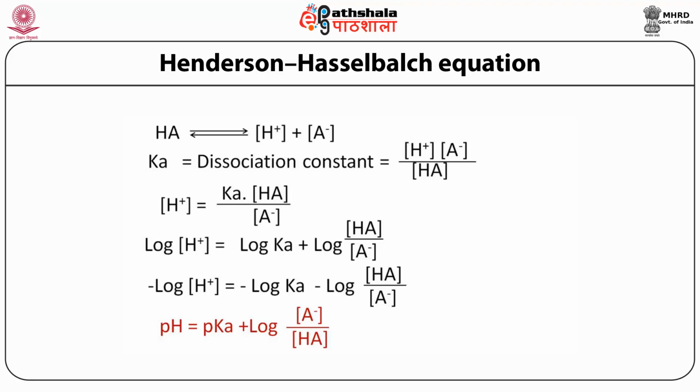So for a weak acid, we must know the Ka value or the pK value, and if we know the pH, we can find out the extent of dissociation of the weak acid at a given pH and pK value.